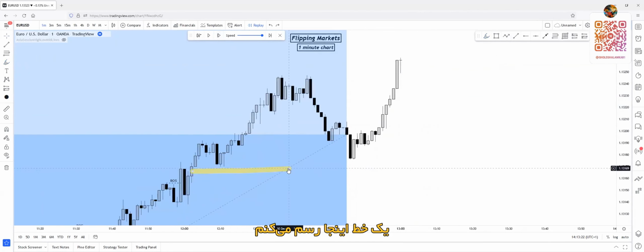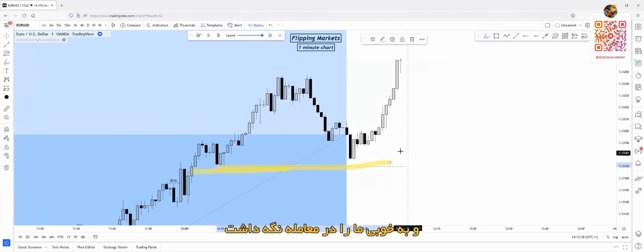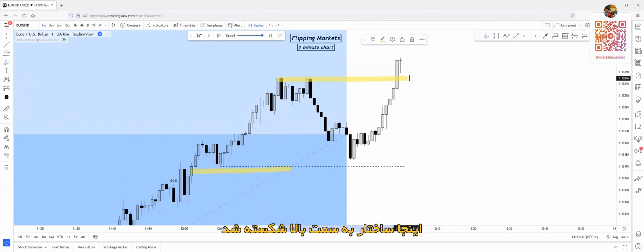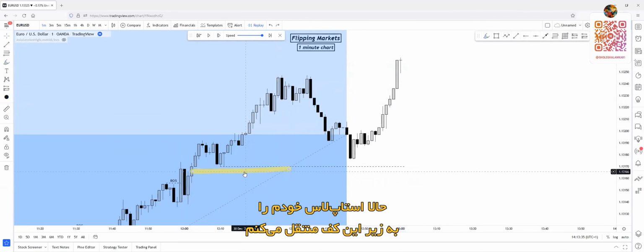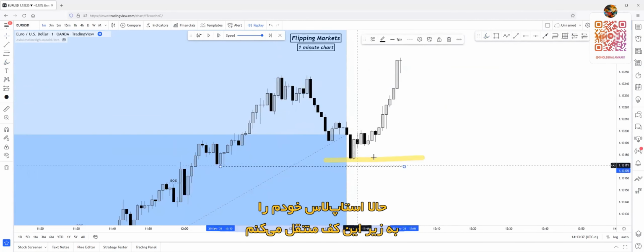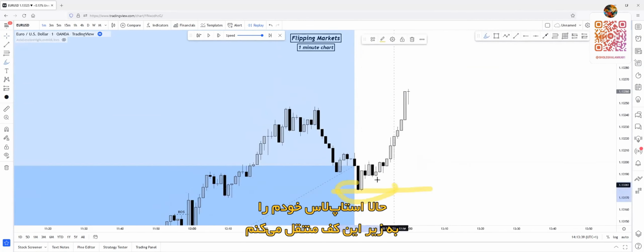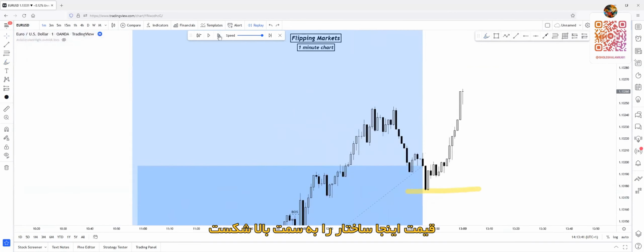And as you can see, I will just draw a line here. So this is our stop loss level. And it perfectly kept us in the trade. So a break of structure happened here to the upside. I will just place my stop loss below this low now. So our stop loss level is in this region. Okay, let's see what happens.